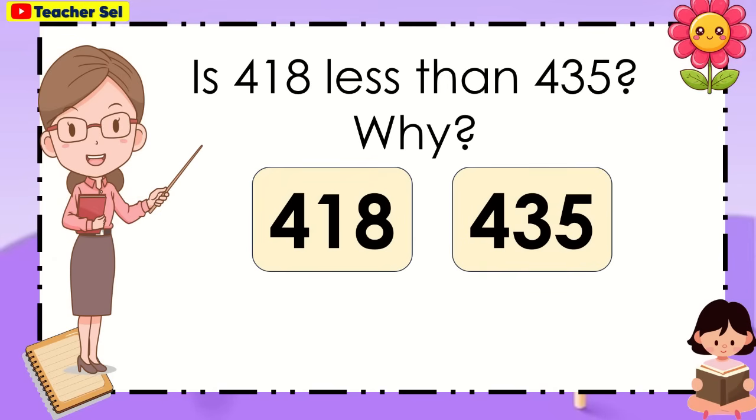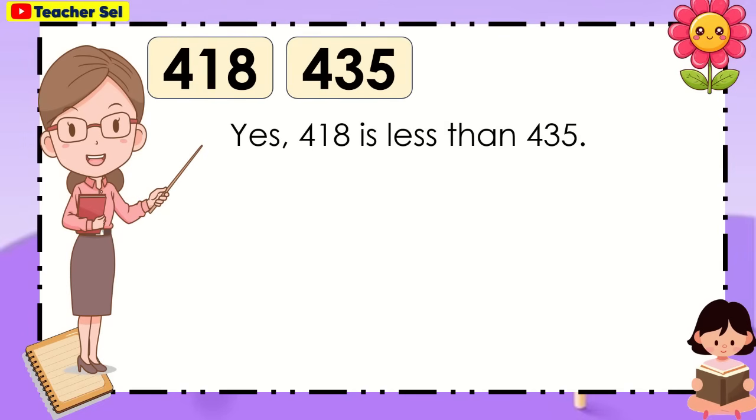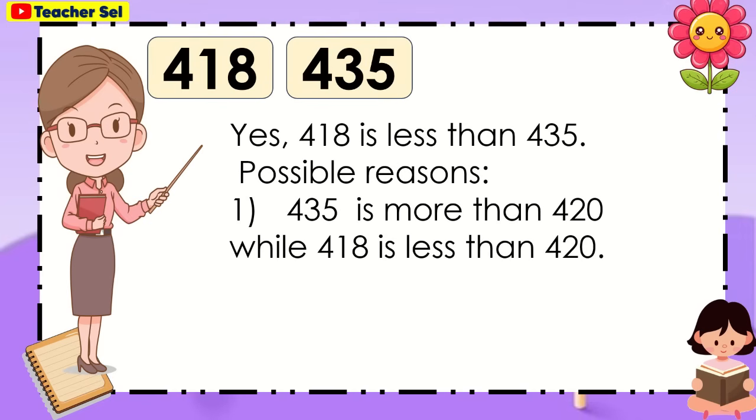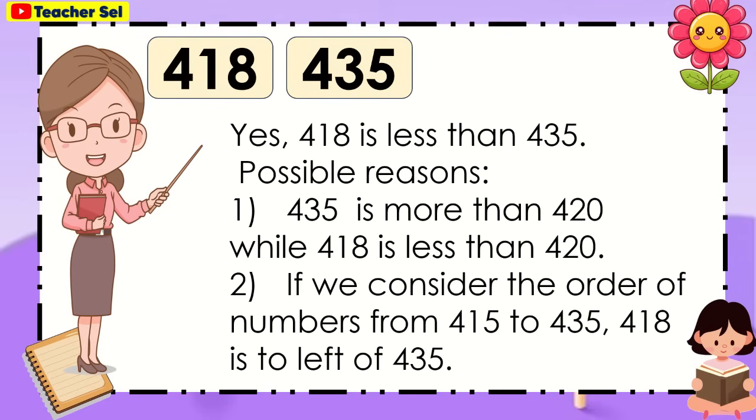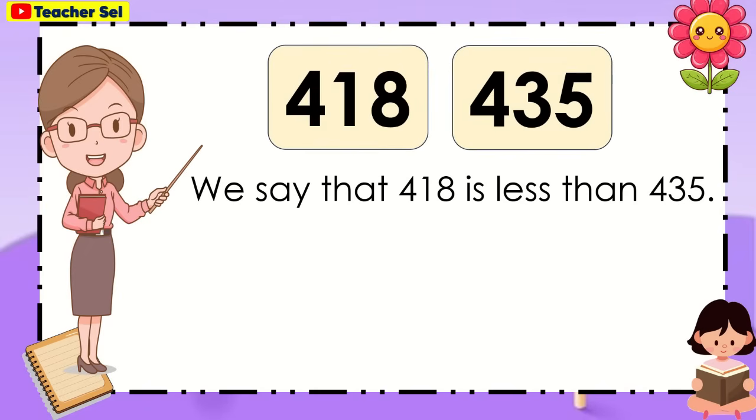Is 418 less than 435? Why? Yes, 418 is less than 435. Possible reasons: 435 is more than 420, while 418 is less than 420. If we consider the order of numbers from 415 to 435, 418 is to the left of 435. We say that 418 is less than 435.